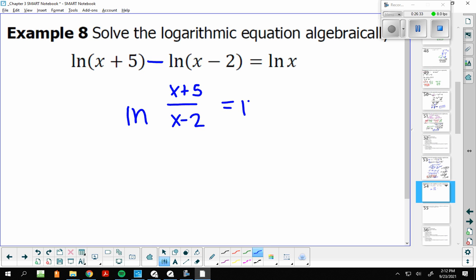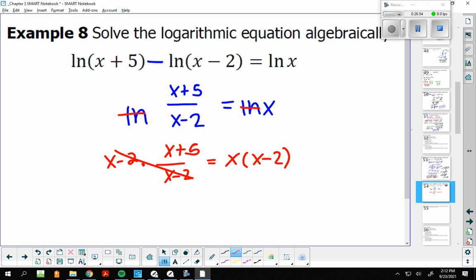And then it equals the natural log of x. Now that we've condensed both sides, we can drop the natural log, and we just get x plus 5 over x minus 2 equals x. Let's get rid of the denominator here, so let's multiply by x minus 2 on both sides. So x plus 5 equals x squared minus 2x.